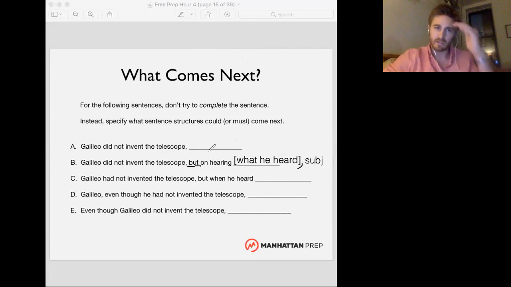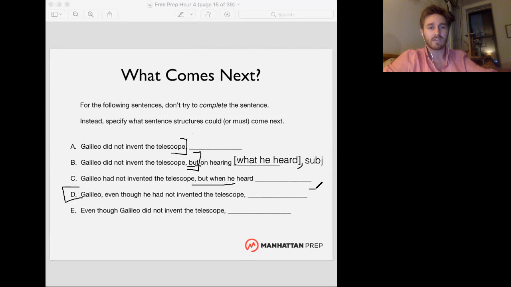And so good GMAT test takers, I know this might seem like a weird exercise, but good GMAT test takers are thinking about this as they read and looking for what's going to come next. They see, okay, here's a full clause. Well, what can come after a full clause? Here's a full clause with a conjunction. I know what I got to have next. Similar thing with C. Got to have a new subject. How about D? Galileo, even though he had not invented the telescope. Well, I already have a subject. This is kind of a weird structure. I don't know if the GMAT would ever do this, but I have a subject, Galileo, so I need to know what he did. Galileo, even though he had not invented the telescope, did something.